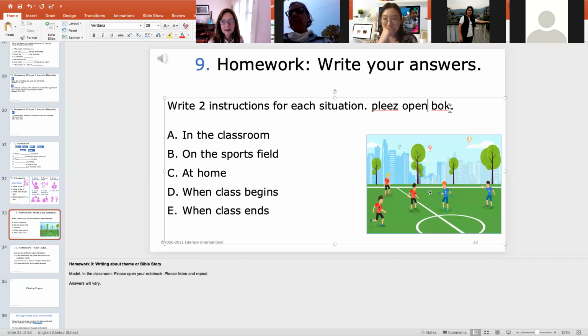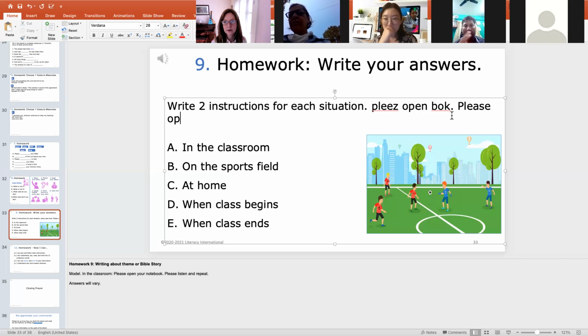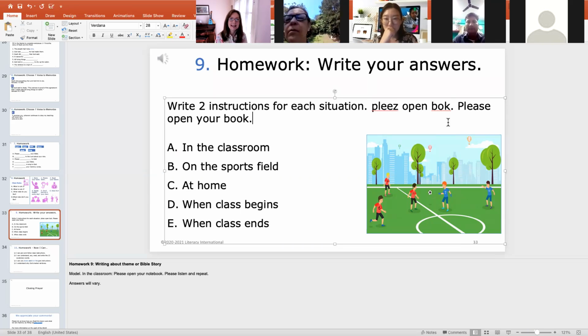But as a teacher, what I might do is circle the letter P and let them know, okay, that needs to be a capital P, a big P at the beginning of the sentence. And I would probably just write the sentence again correctly so that they could see it. So I might write, please open your book, period. And so we praise the approximation that they've made. We praise anything good that they have done in that sentence.